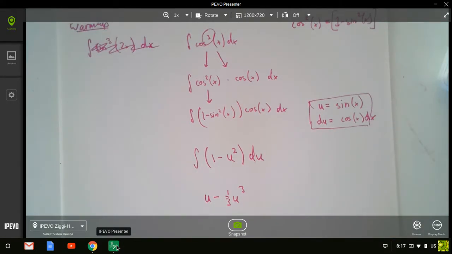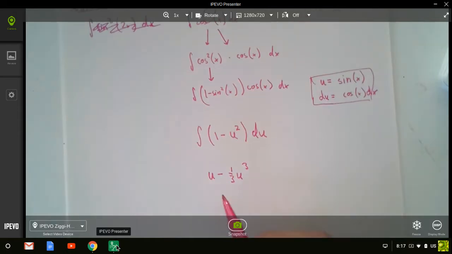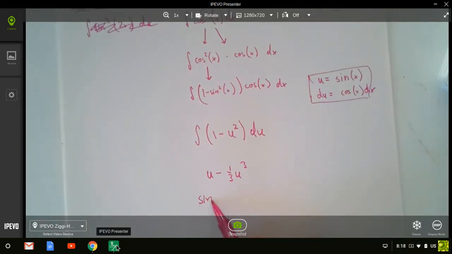And then all you have to do now is plug back in u. Sine of x minus 1/3 sine, whoops, I think I put too many parentheses, cubed. And there we are. That's it.